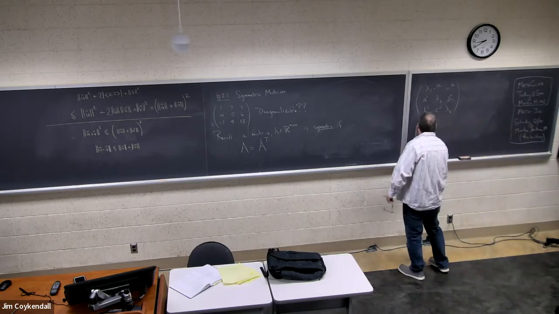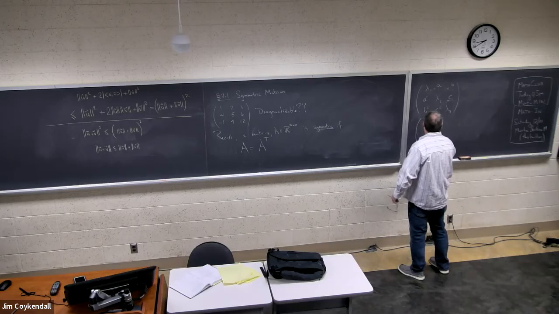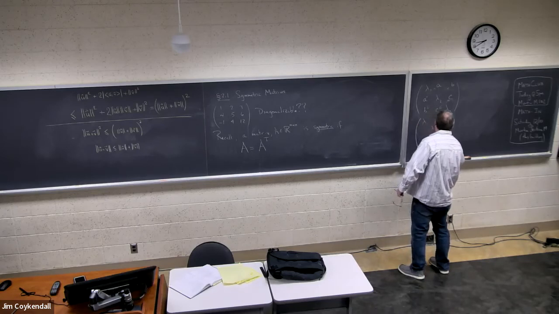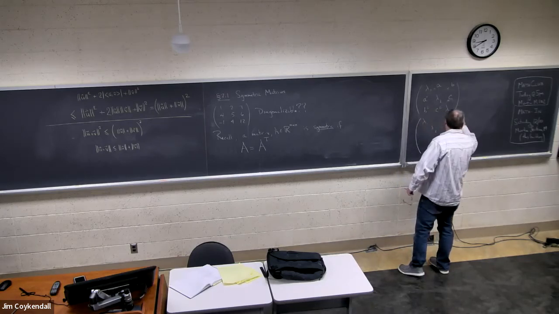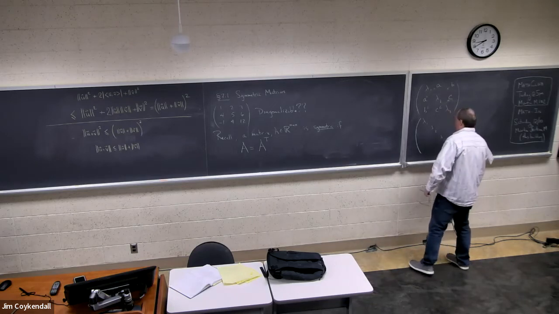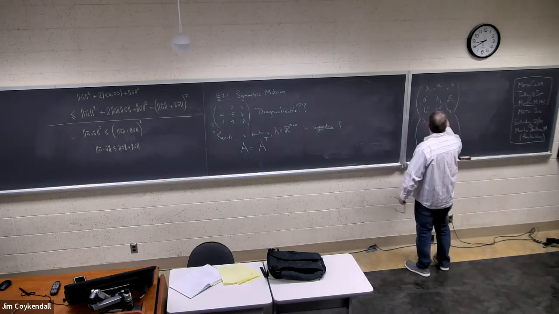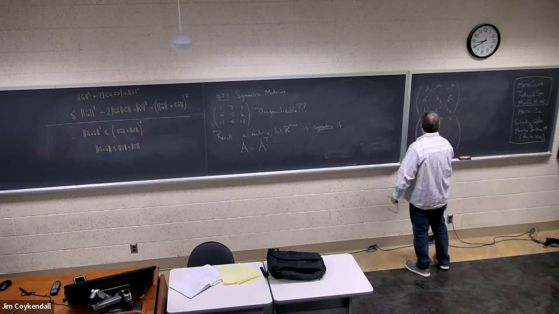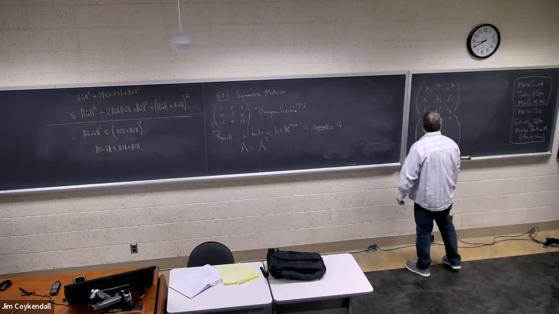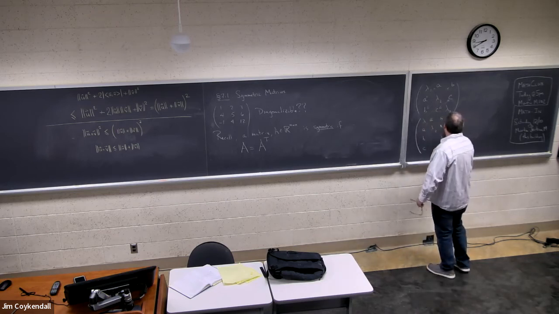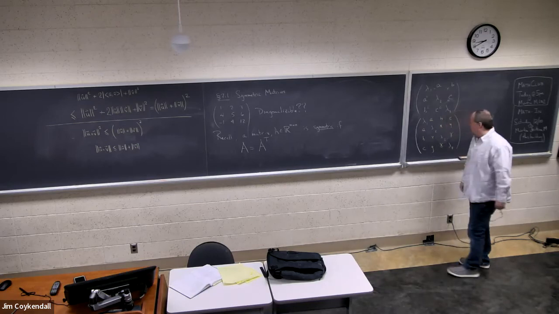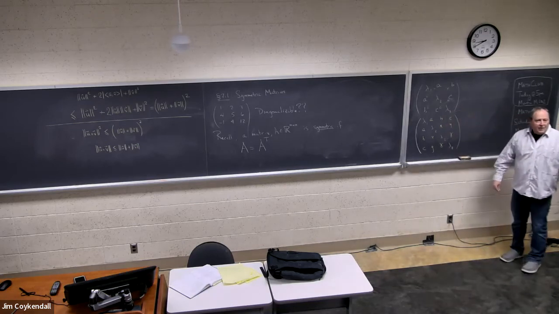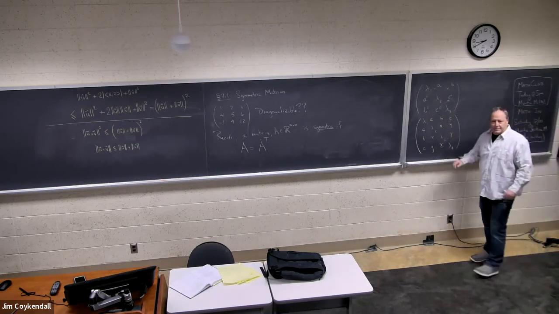Or for example, a 4 by 4. If this is a, b, c, this has to be a, b, c. And if this is x and y, this has to be x and y. And if this is gamma, this has to be gamma. That's what a symmetric matrix is.